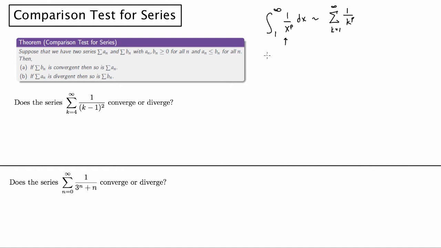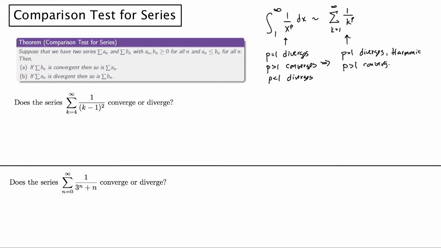In other words, we know that when p is equal to 1, this thing diverges. When p is greater than 1, we know that this converges. And when p is less than 1, we know that this diverges. Well, the same thing is true of the series, because when p is equal to 1, this certainly diverges. In fact, this is the harmonic series. When p is greater than 1, it would converge via the integral test. And when p is less than 1, it would diverge via the integral test.